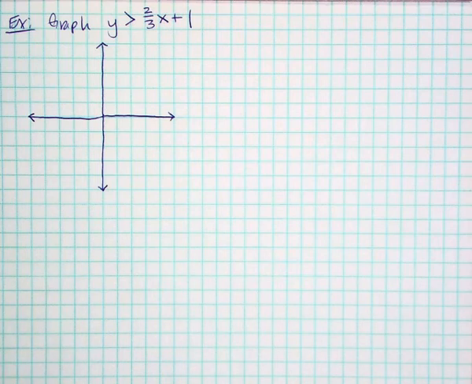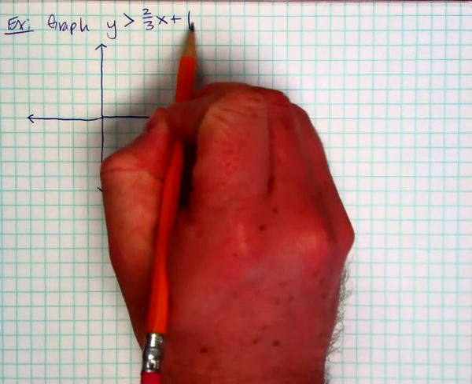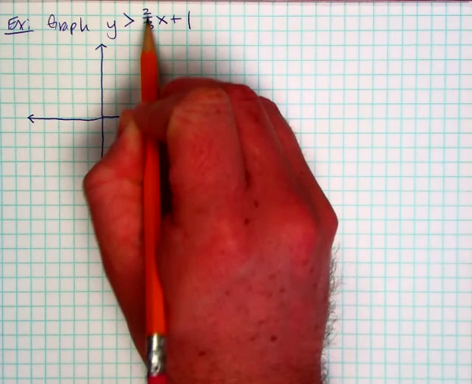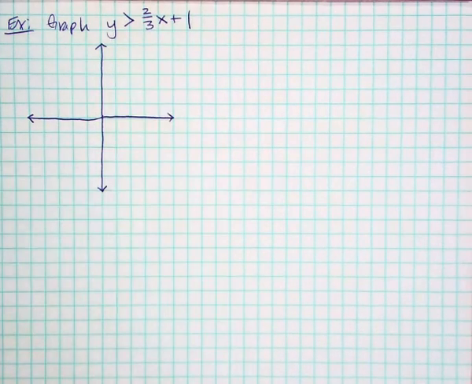So first of all, graphing an inequality, to begin, is no different than graphing a regular equation. Everything we were doing before, this is still my y-intercept, positive 1. This is still my slope, positive 2/3. And it all works the exact same way.